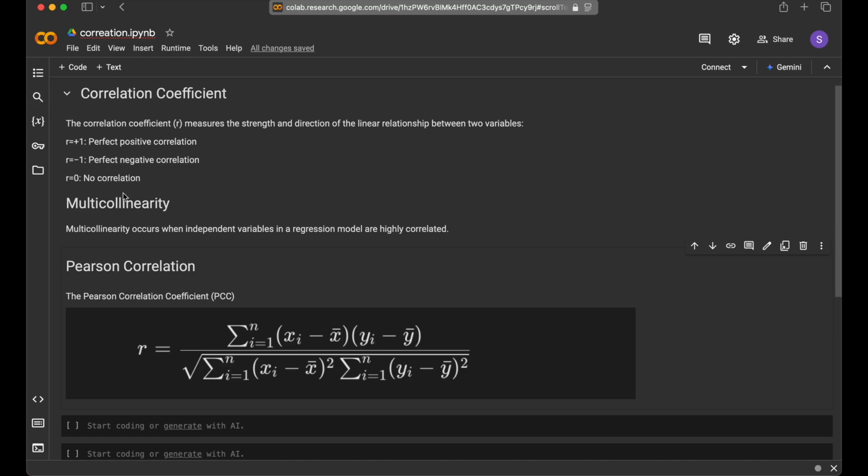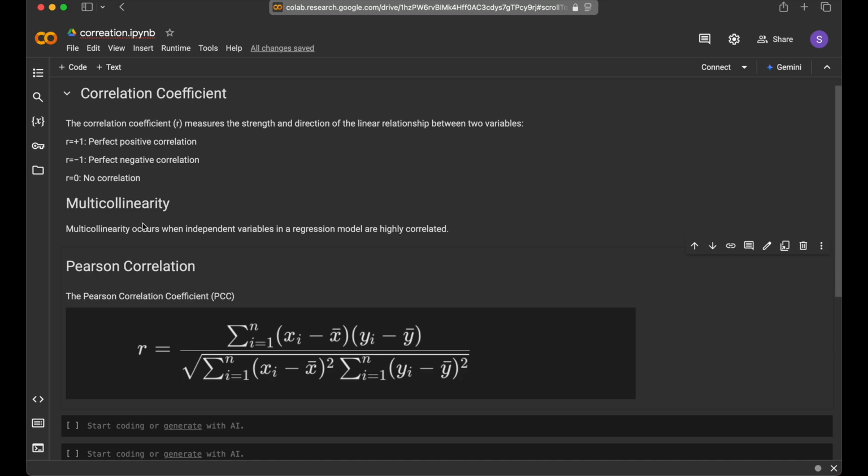And then we have multicollinearity. Multicollinearity occurs when the independent variables of the regression model are highly correlated. This is the most crucial part, so let me explain. If you have four, five, or six independent columns and one dependent column, independent columns mean we are trying to use them to predict the dependent column.